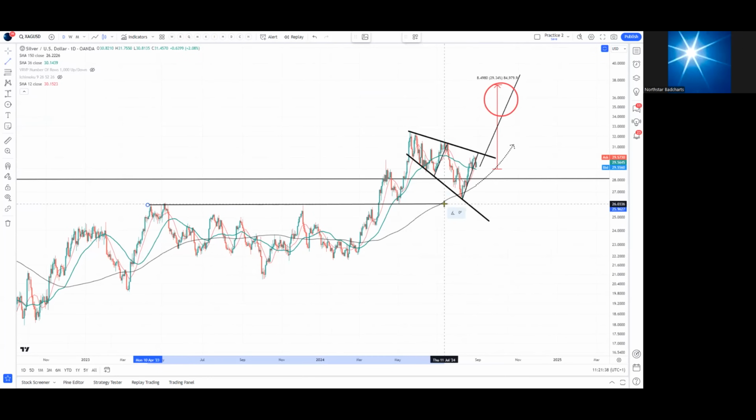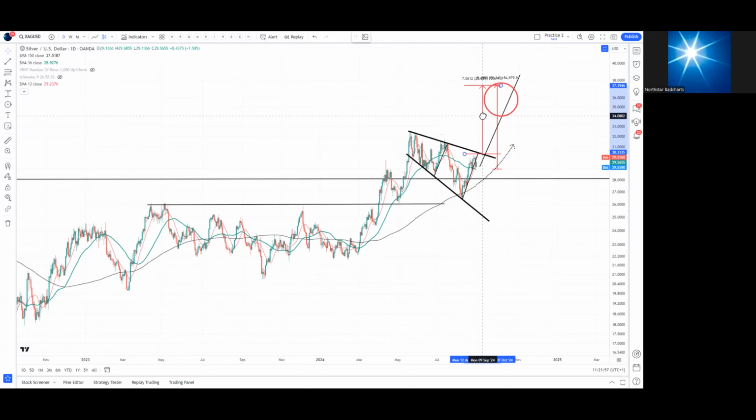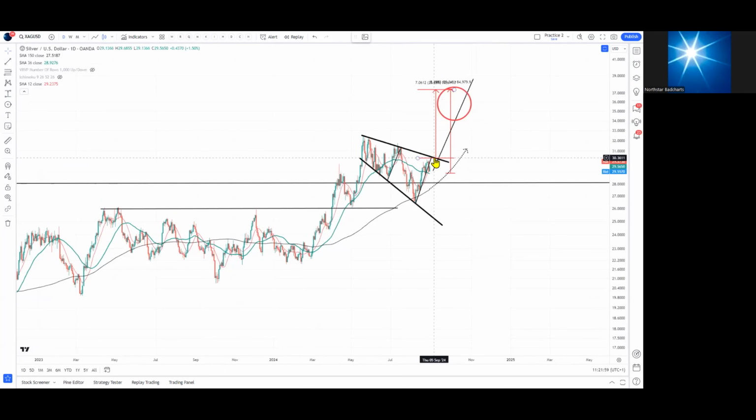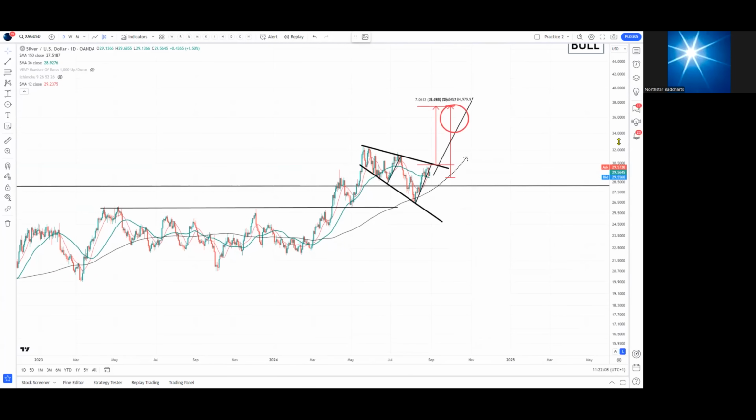The breakout from the previous basing period was actually here at about $26. Now we can measure $26 to sort of $32. That was the flagpole. This is a flagpole. That's the flag. And if we place that on top of the breakout level, and the breakout level would be $30.50, as I said, then that gives us a target value of $37 as well. So a couple of different methodologies there pointing towards the $37 level.